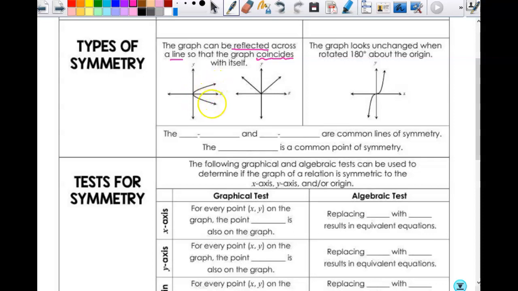So if I take this graph right here and I pick it up and I reflect it or flip it around the x-axis and set it back down, it'll look exactly the same. So you need to think of it more as a reflection than as a folding thing. But if it has symmetry like this, this is called line symmetry. That is definitely not a new thing.